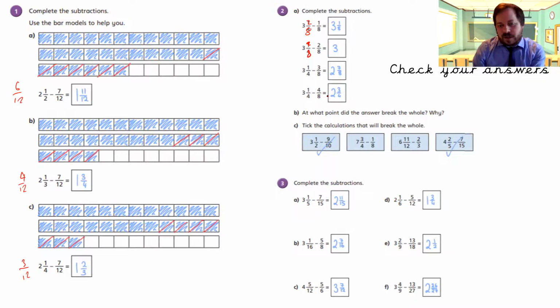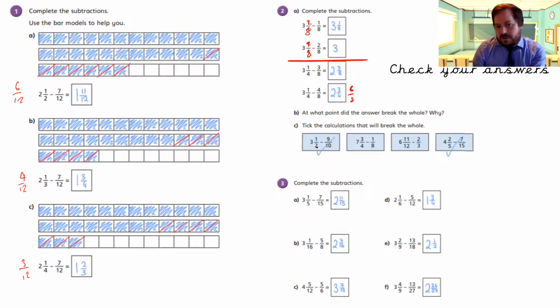This then we'd have to break the whole, or look, there's a little bit of a pattern going on here. This would also be the same as 6/8, which is fine. So you could, if you notice the pattern, just follow the pattern. At what point did your answer have to break the whole? And we have to break the whole at this point where we get beyond 3. And then it says tick the calculations that will break the whole.